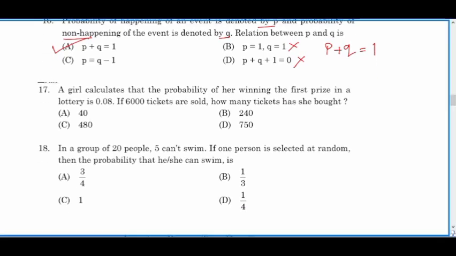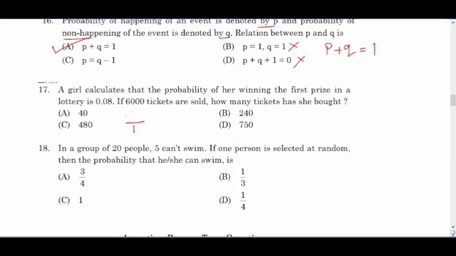Next question, a girl calculates that the probability of her winning the first prize in a lottery is 0.08. Out of 1 her probability is 0.08. That means out of 100 her probability is 8. That means out of 100 tickets she has to buy at least 8 tickets so that she wins. Now 6,000 tickets are being sold.